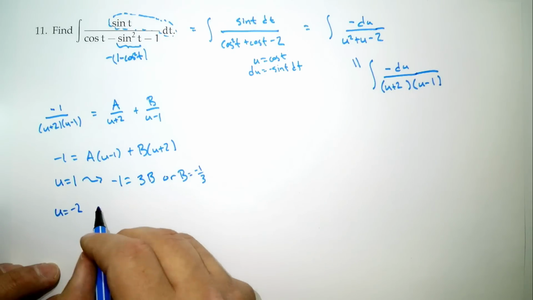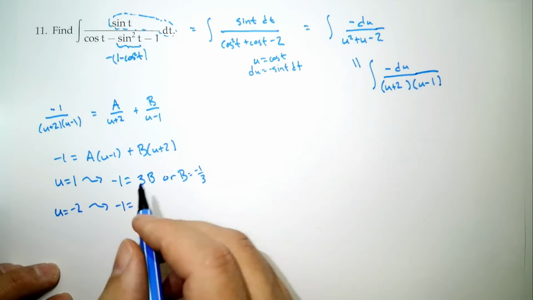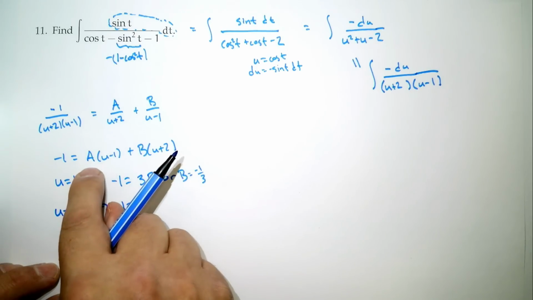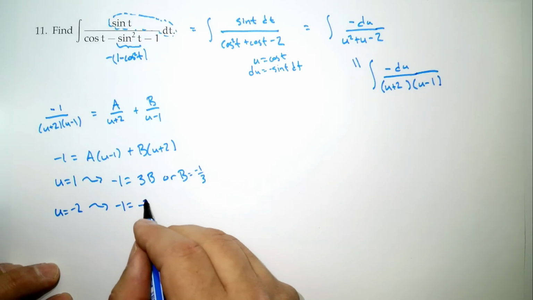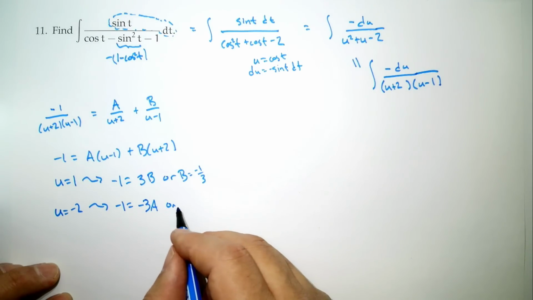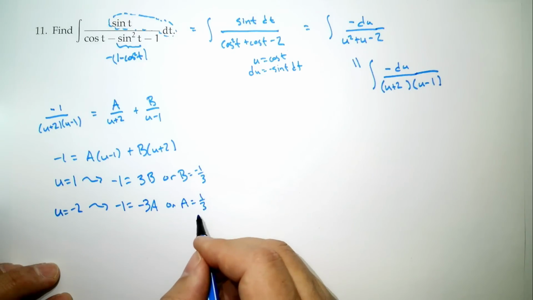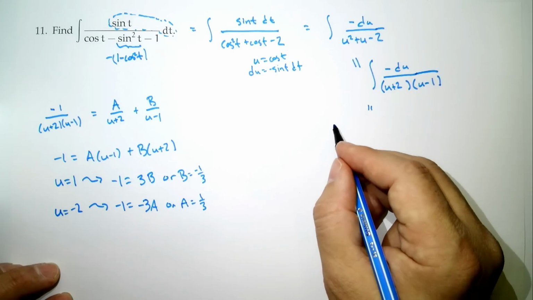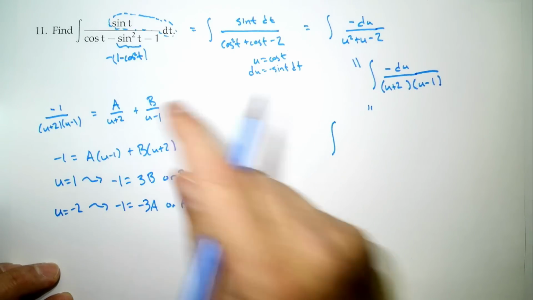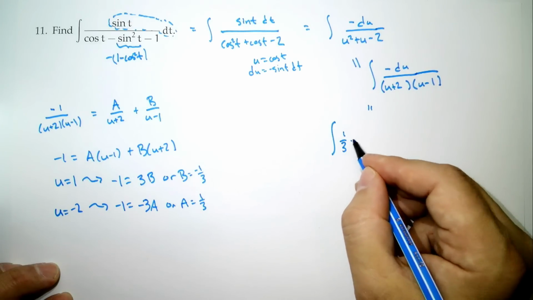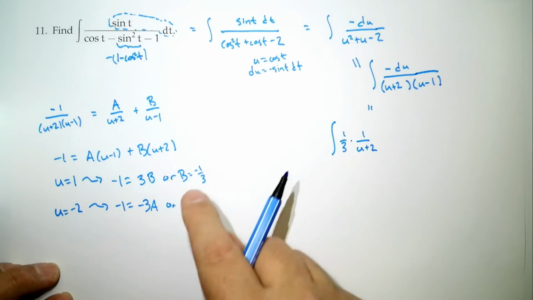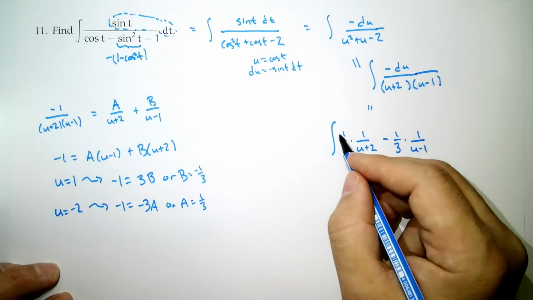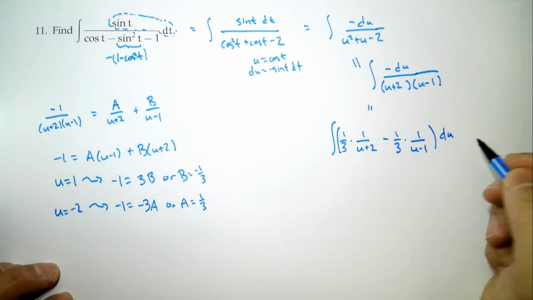Negative 2. Set u equal to negative 2. Well, we'll get negative 1 equals. Now, in this case, the b term drops out, and we're going to get a times minus 2 minus 1. So that's minus 3a, or a equals 1/3. So we can now come back to our integral. This integral is going to become a, which is 1/3 times 1 over u plus 2, plus b, which is minus 1/3 times 1 over u minus 1, du.